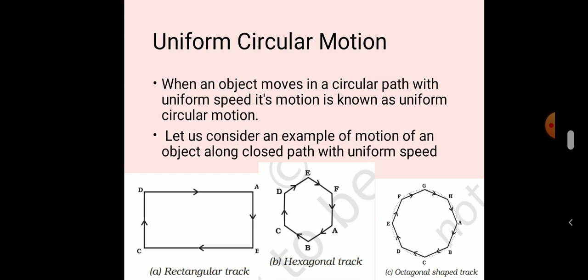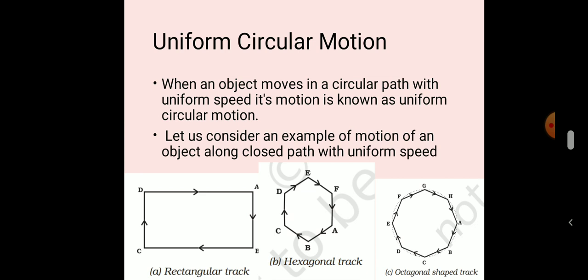Let us assume that the athlete runs at a uniform speed on straight paths like A, B, B, C, C, D, D, E and E, A. In order to keep himself on the track, he quickly changes his speed at the corners. Tell me, how many times will the athlete have to change his direction of motion while he completes one round?